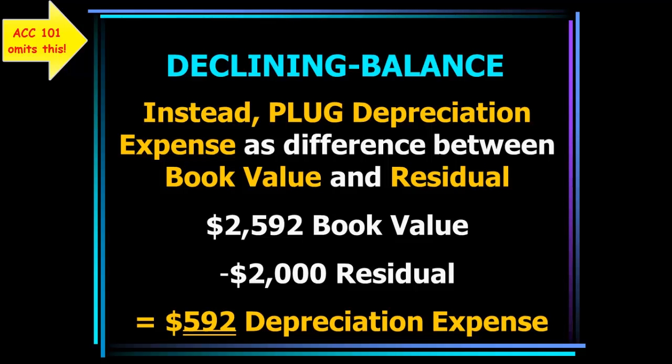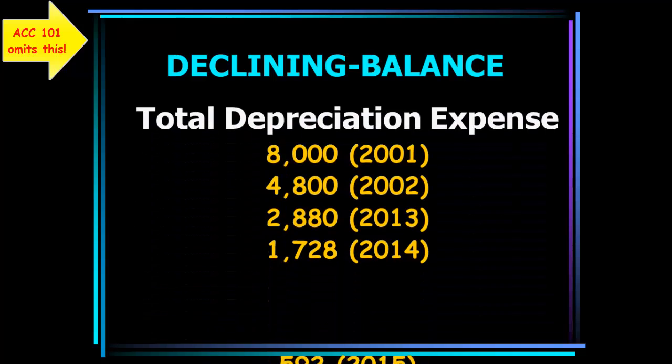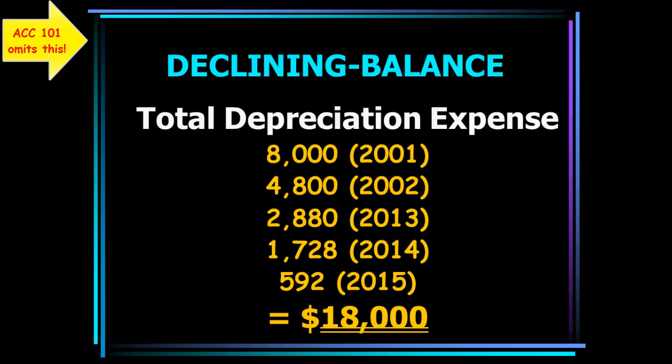When does that happen? Only at the end of the asset's life. So, how much expense will I record? If we add them all up, we're going to see in total that they add up to $18,000. Just like under straight line, when we added them all up, they came up to $18,000. Just like under the production method, when we added them up, they came up to $18,000. The reason this one adds up to $18,000 is because we forced that last year.